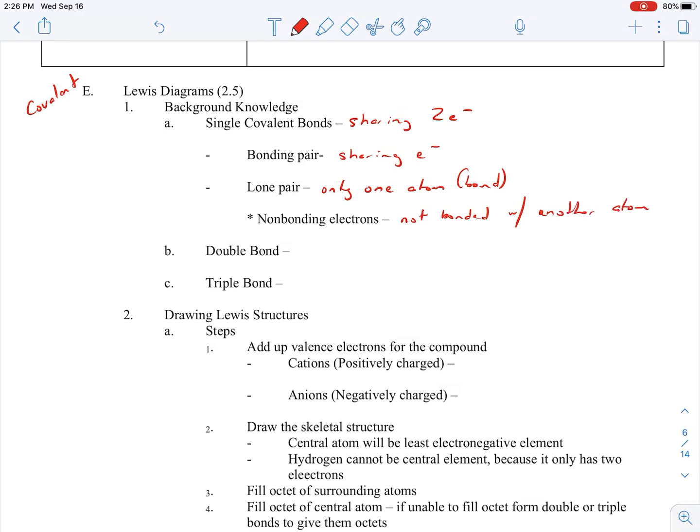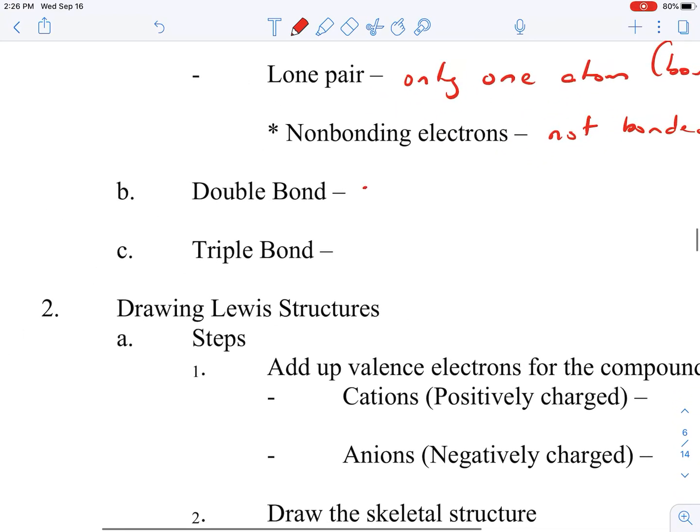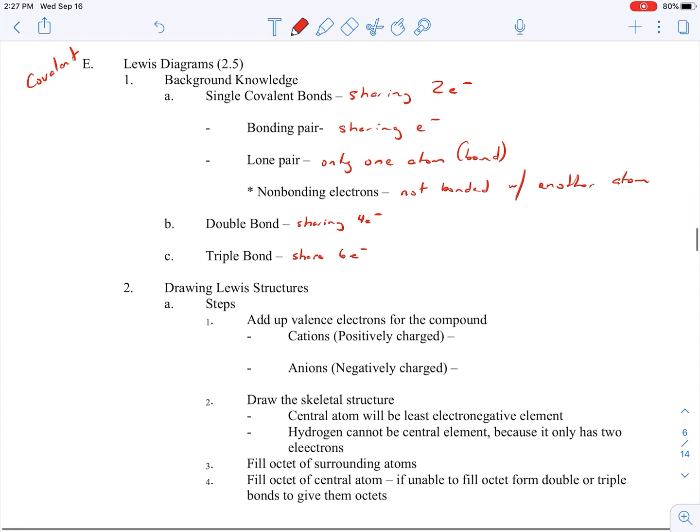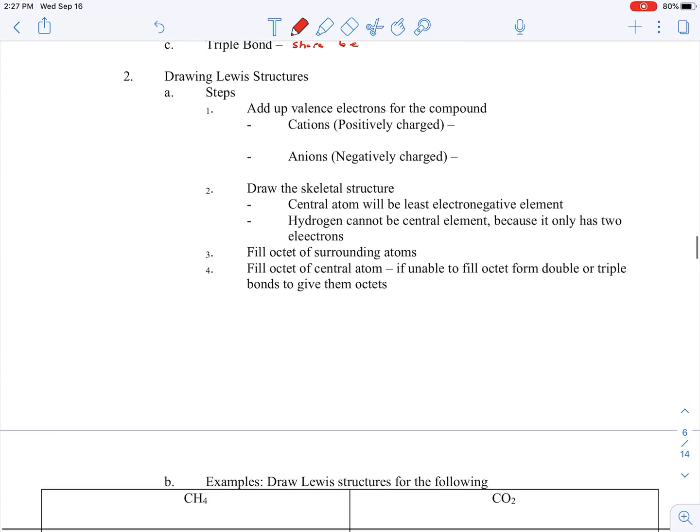Then if we look at a double bond, this is where we're sharing 4 electrons. A triple bond, we're going to share, what do you think? 6 electrons, good, or 3 pairs. So, jumping in, ready to do this, here we go. Our first step in drawing Lewis structures.